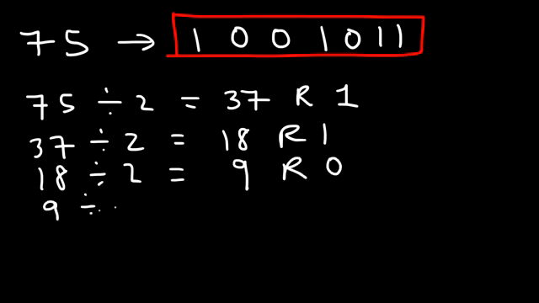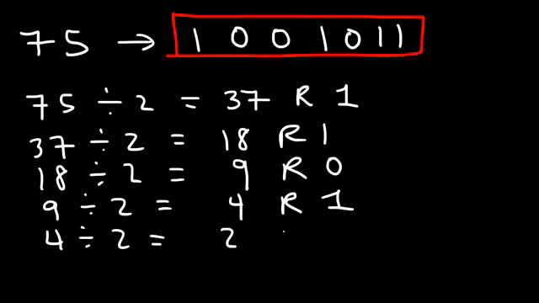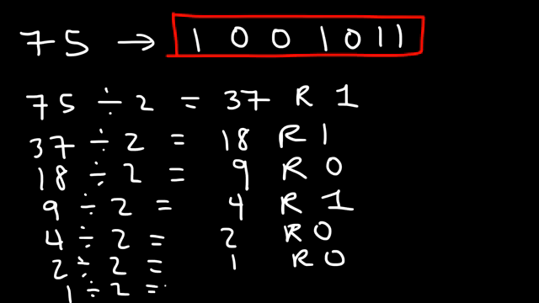And then 9 divided by 2 is 4.5, so we say it's 4 remainder 1. And then 4 divided by 2 is exactly 2, so it's 2 remainder 0. And then 2 divided by 2 is exactly 1, so 1 remainder 0. And then finally, 1 divided by 2 is basically 0.5, so we could say it's 0 remainder 1. And then we stop here.